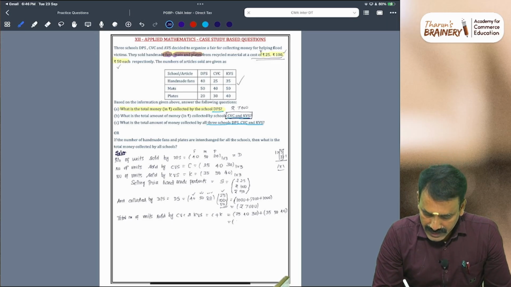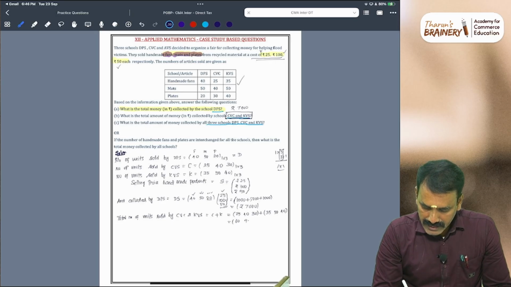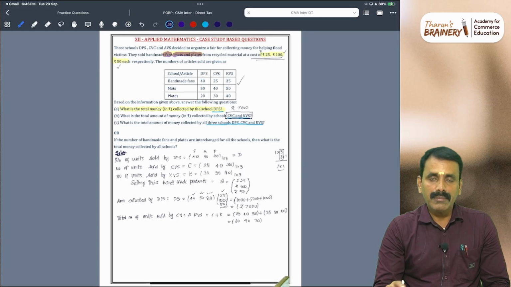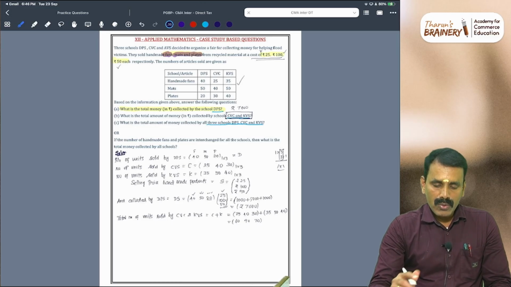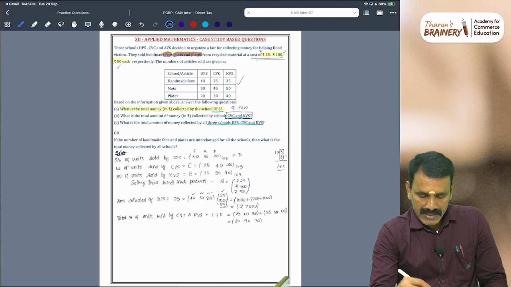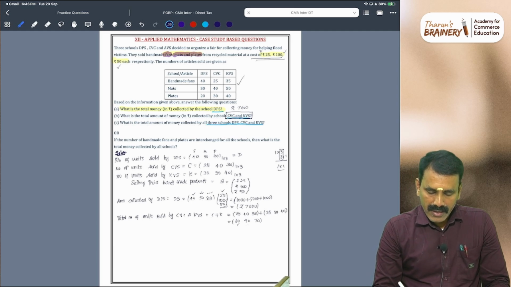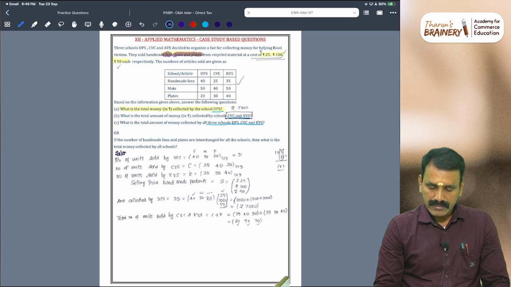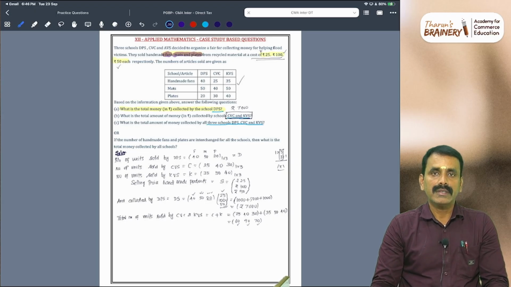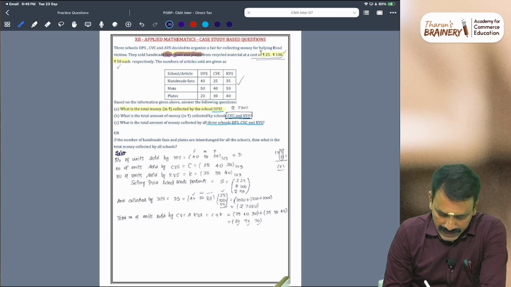25 plus 35 is going to be 60, 40 plus 50 is going to be 90, 30 plus 40 is 70. So we found out the number of units sold by the schools CVC and KVS. They are going to sell combined 60 units of fans, 90 units of mats, and 70 units of plates. Is it clear? So what is the total amount collected?